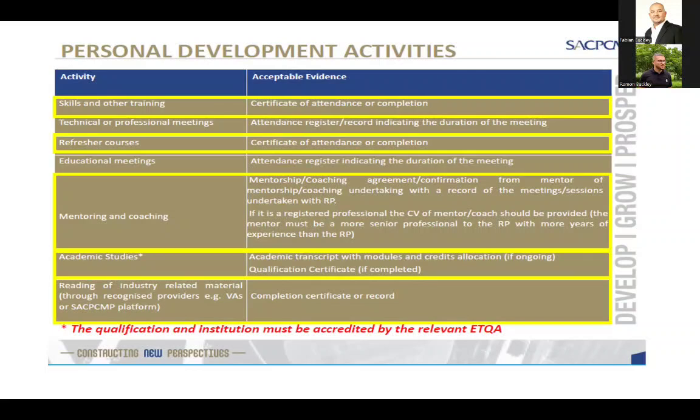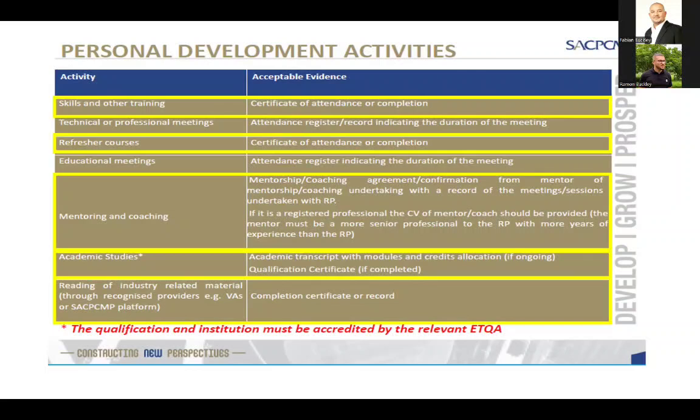So what's important to understand is that when you're uploading any evidence, if you're going to be doing any mentoring and coaching, the person that you are mentoring and coaching needs to be less experienced than you. You cannot be coaching and mentoring somebody that has more experience than you. That is not practical. And it's happened in the past where some people have uploaded information and evidence, and the person is actually much more experienced than the person that was being the mentor. So that was not accepted as evidence.